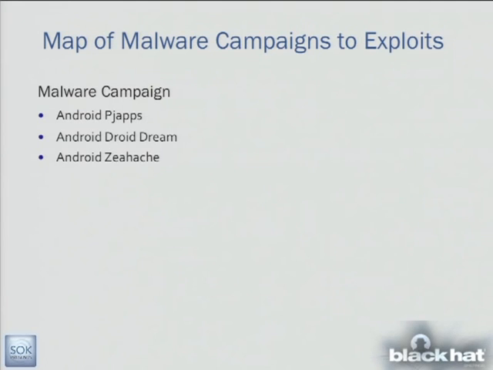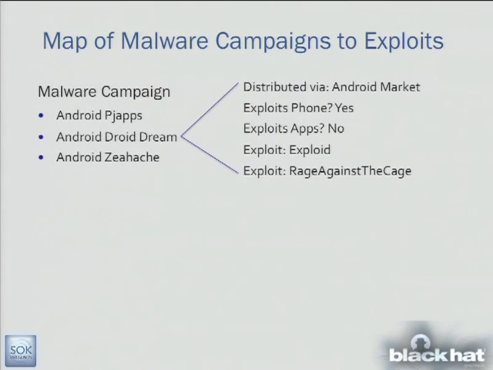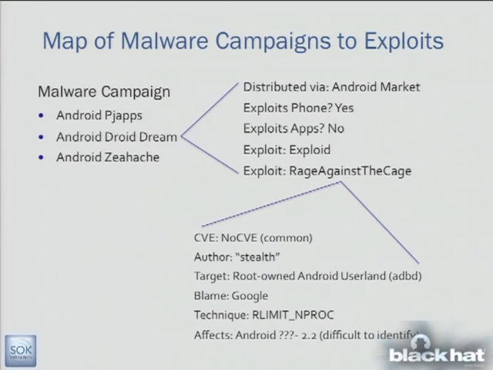So Droid Dream, for example, we took that and we would look at how is it distributed, what did it exploit on the device? Did it exploit the whole phone? Did it exploit other apps? Did it escalate privileges? What privilege escalation exploits did it use? And then once we found that, we focused on ones that escalate privileges, and we'll explain that in a few slides. Once we looked at the privilege escalation exploits, we would look at certain things about them, like who wrote them, what did it target, who can we place the blame on, like who wrote the insecure code that allowed that vulnerability to exist, what techniques did they use, what versions did it affect, and stuff like that.